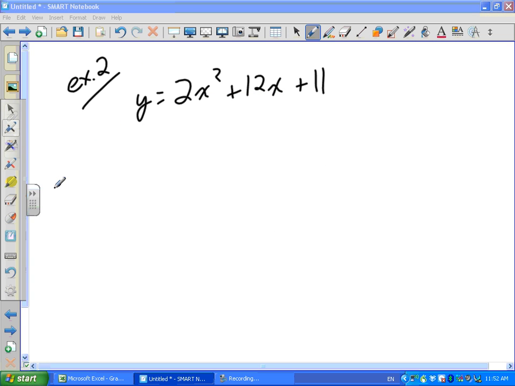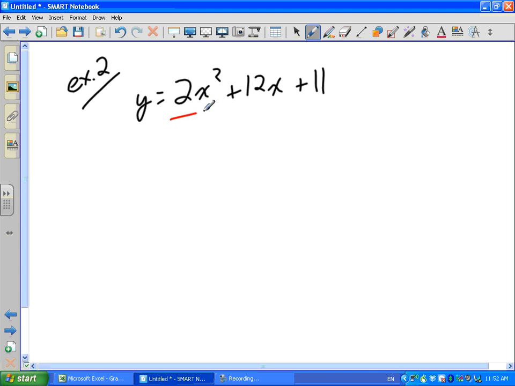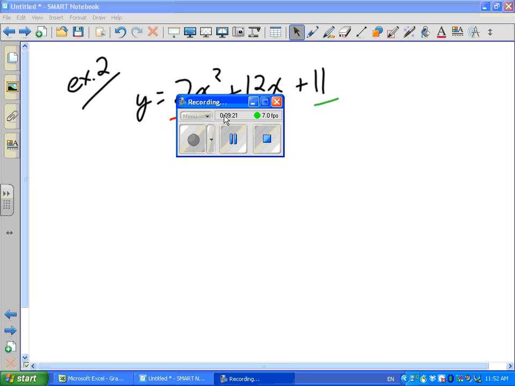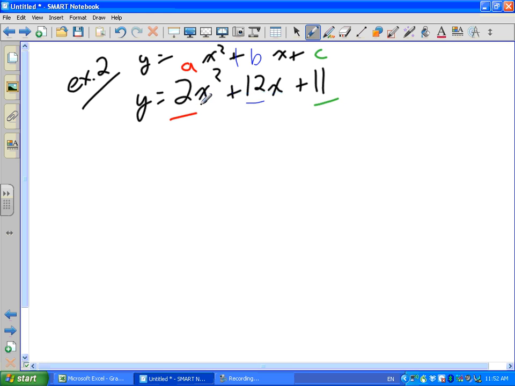Okay, exact same idea as before. This is example 2. We're in our standard form, so I have my A, B, and my C. So if you guys notice, we have our 2 is our A, 12 is our B, 11 is our C. We need to get into vertex form. This is in standard form right now.